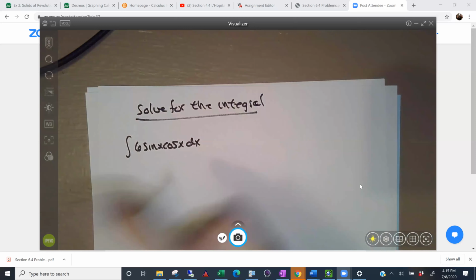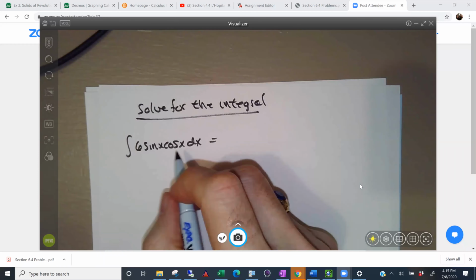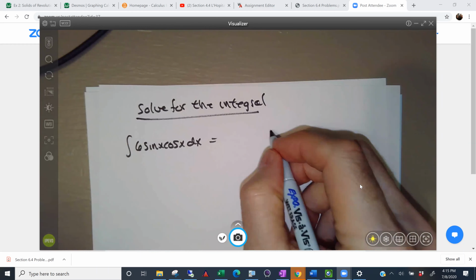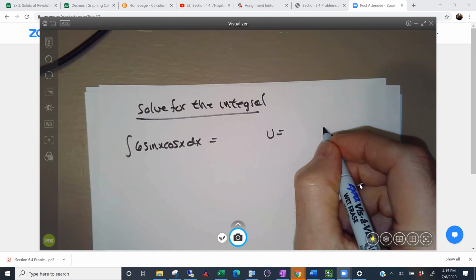But the solve for the integral is kind of cool. It just feels like hocus pocus when this works out. So let's solve this by a u substitution, or excuse me, integration by parts. So I need u and dv.